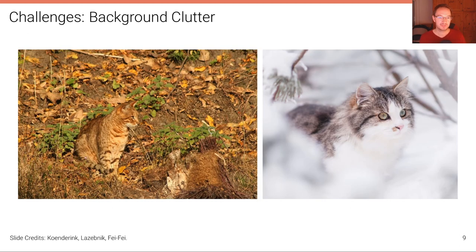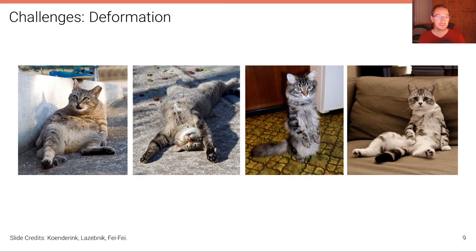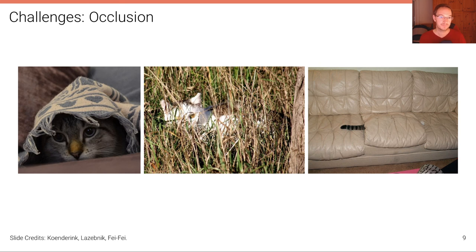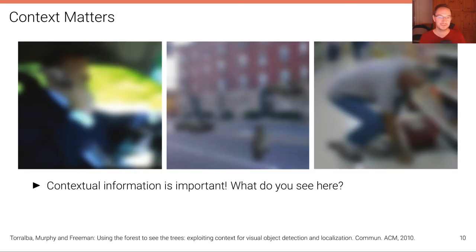Another challenge is background clutter. So here we have some examples with cats, where you can see that it is sometimes really hard to recognize objects if they are not distinct, if they are not salient enough in the image. Then there's deformation. Objects, in particular, you know, animals and humans, they deform, and depending on the deformation, they look quite different. And then, of course, there's occlusion, which is happening for cats, but it's also happening for cars, for example, where you have multiple cars parking in a row, and you see only the back of each car, and so they are heavily occluding each other.